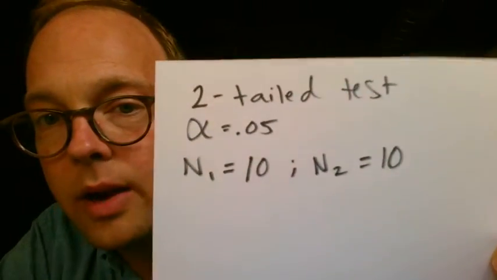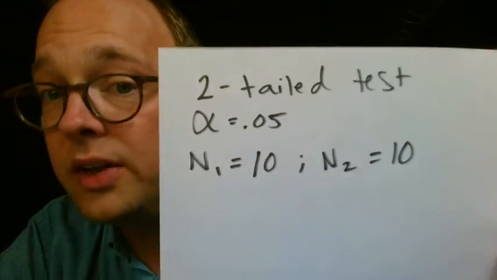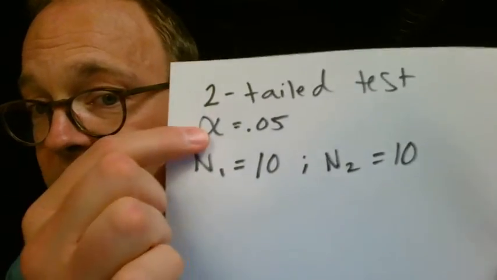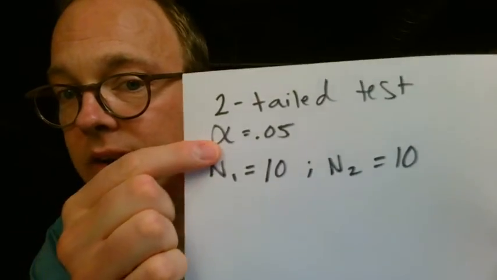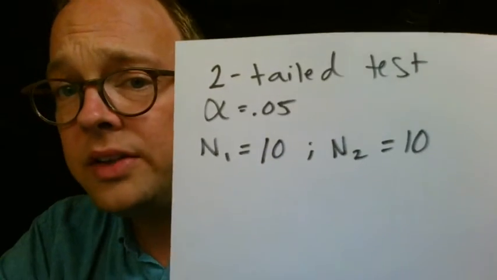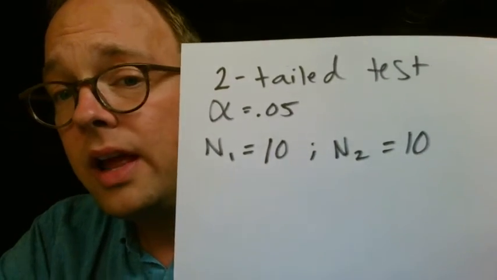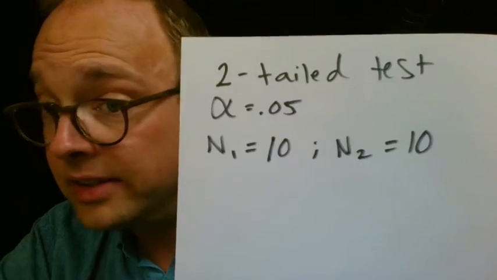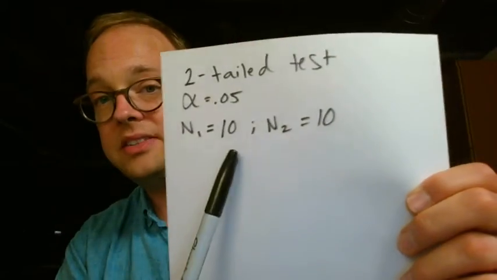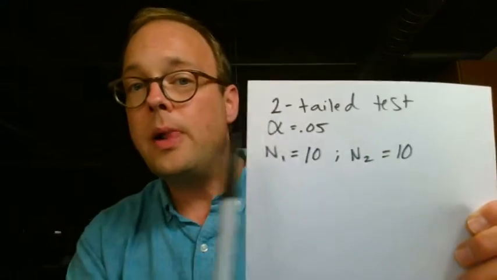This is the information that I want you to keep in mind. Okay? A two-tailed test at the 0.05 level, that's alpha, right? That symbol right there is alpha. Two-tailed test at the 0.05 level, N sub 1 equals 10, and N sub 2 equals 10. So 10 cases in sample 1, 10 cases in sample 2.